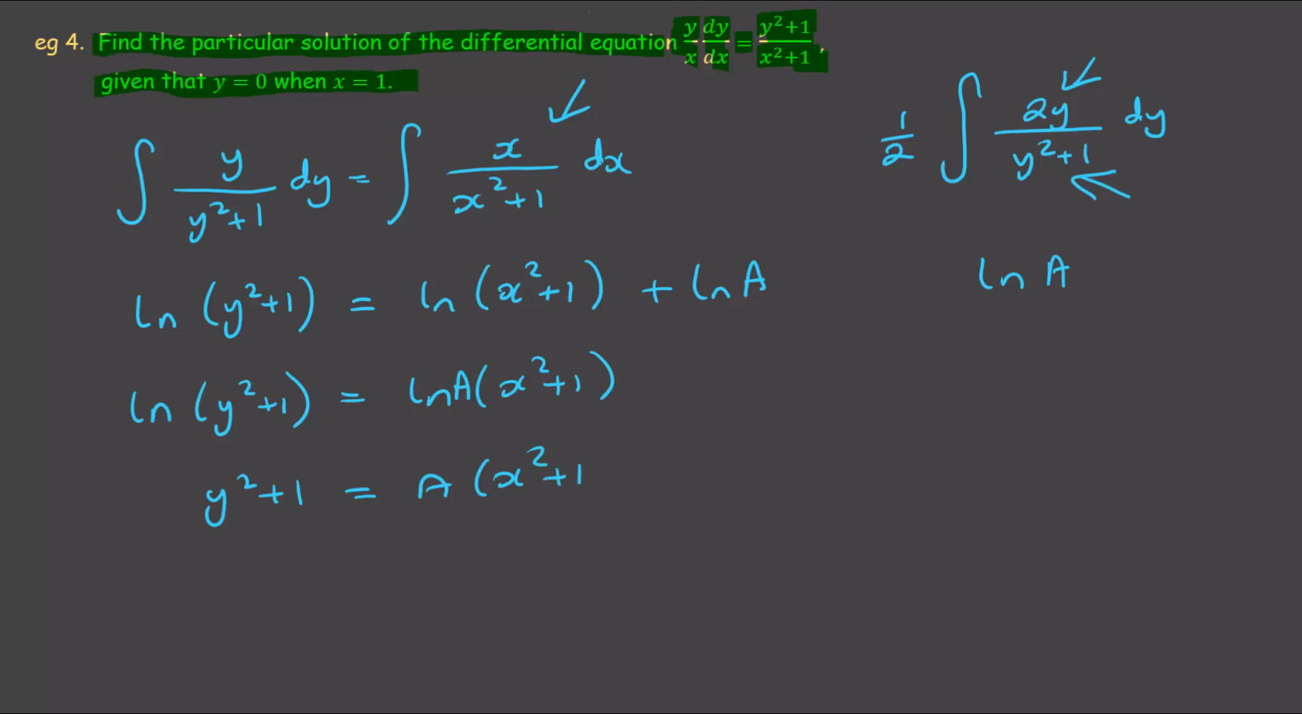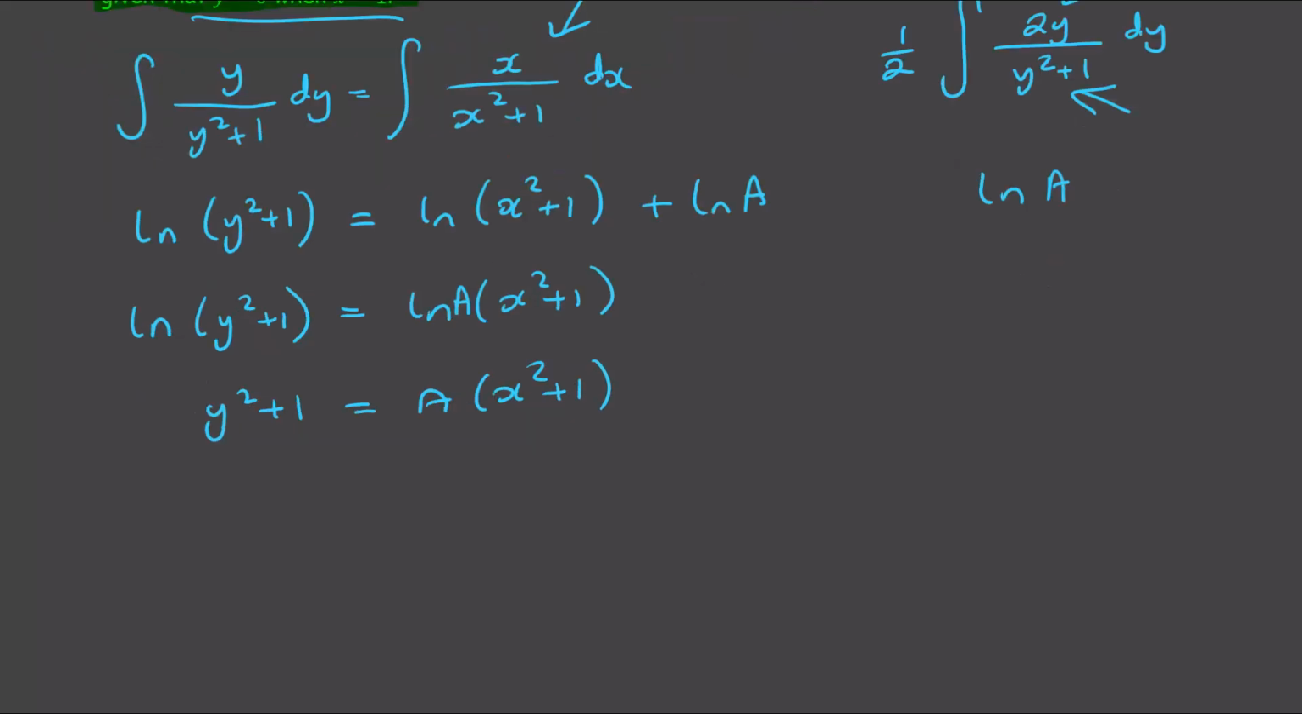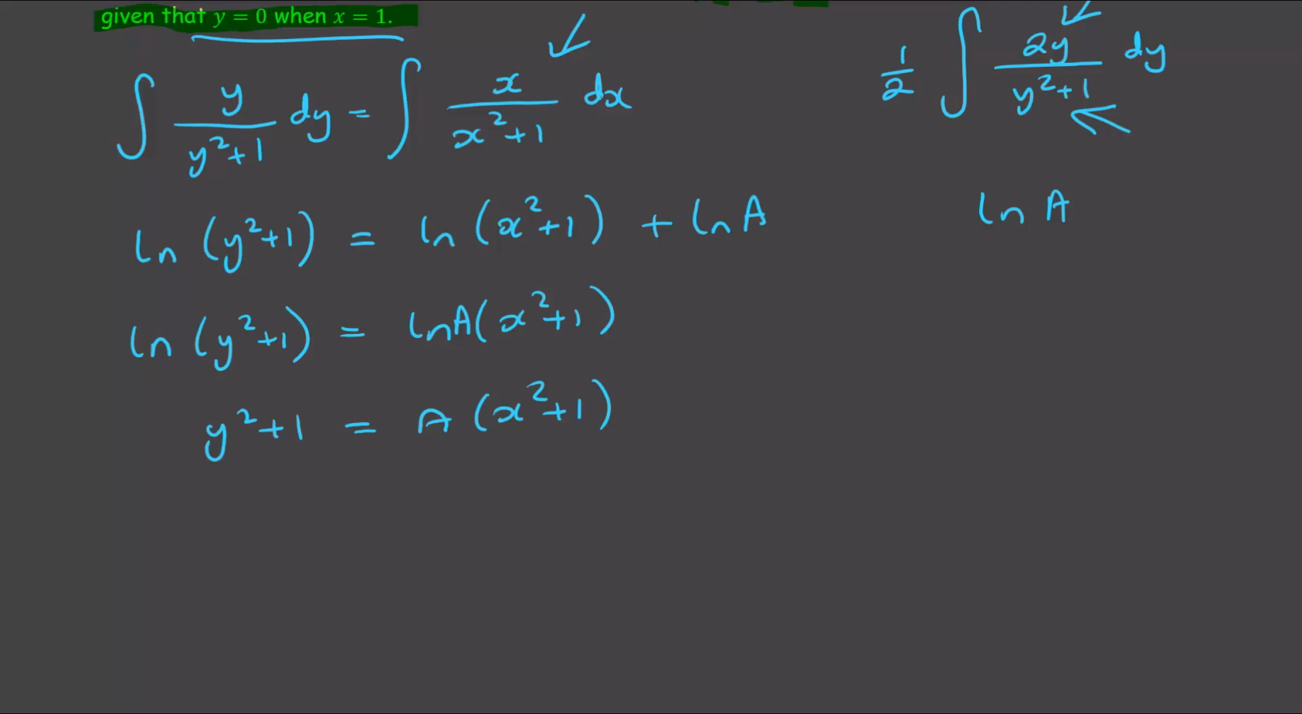Now we can use the boundary conditions, y equals 0 when x equals 1. Boundary conditions, initial conditions, they're called various things, but they're the values that enable us to work out a. So if y is 0, this side becomes 1, and if x is 1, this side becomes 2a. So that would give me that a is equal to a half.